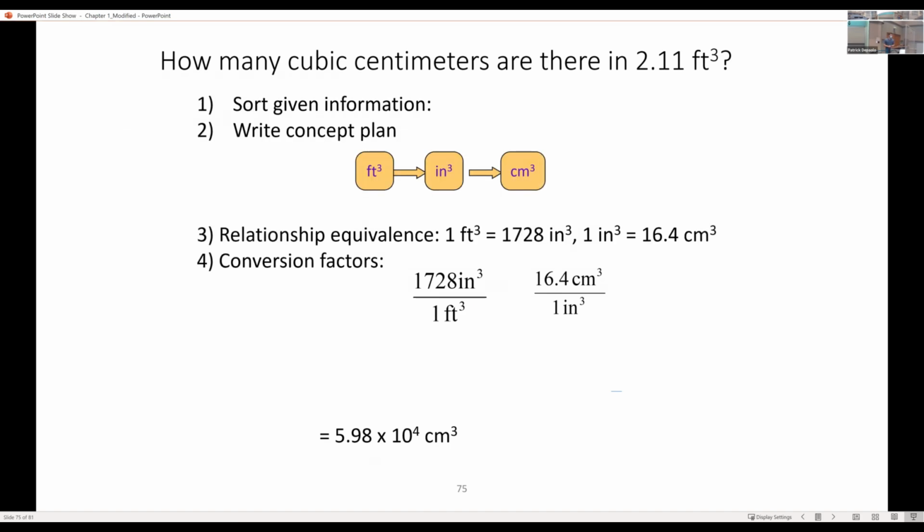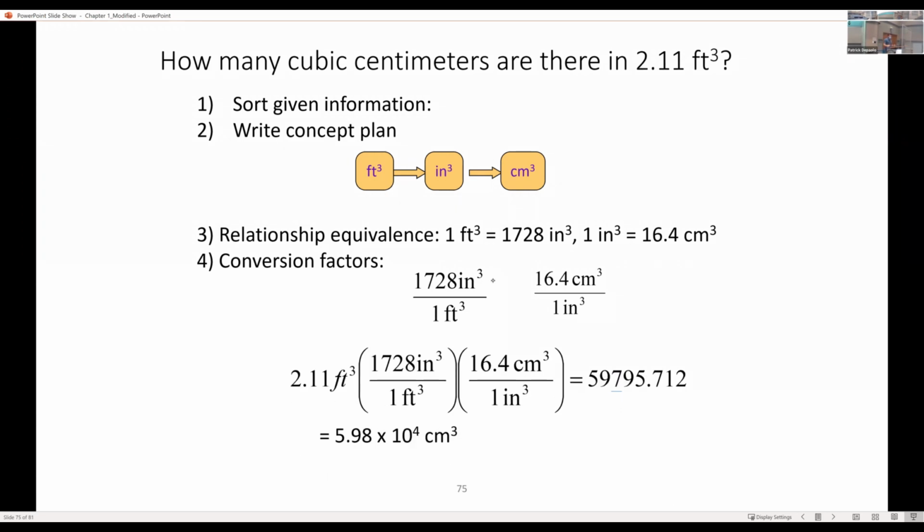So here's one. How many cubic centimeters are in 2.11 cubic feet? Okay, so you're given cubic feet to cubic inches, which you can figure out by just cubing 12. And then you're given cubic inches to cubic centimeters, which we just did. So now you can use those numbers. You can multiply with your 2.11 cubic feet. You know the conversion from cubic feet to cubic inches, and from cubic inches to cubic centimeters, so you can do a 2-step conversion in this pattern.